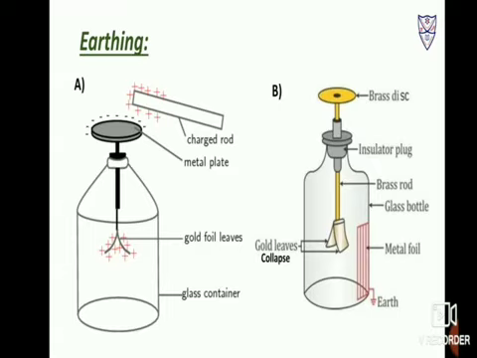Now repeat this, charging the electroscope and touching the brass disc with the hand. Every time you will find that the leaves of the electroscope collapse as soon as we touch the brass disc. Why is it happening? The reason is that the gold leaves lose their charge to the earth through our body. So we can say that the electroscope leaves are discharged. The process of transferring charge from a charged body to the earth is called earthing.